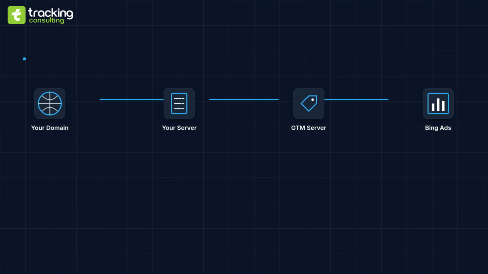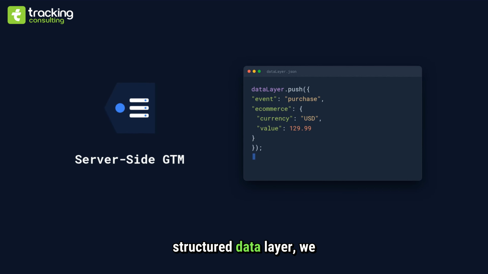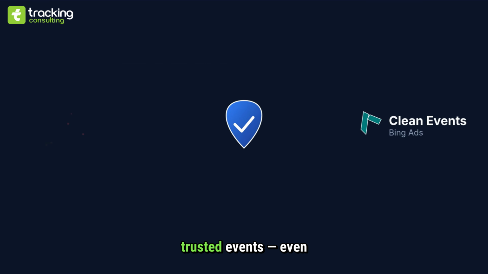Instead of sending data from the browser, you send it from your own server. Using Google Tag Manager server-side and a properly structured data layer, we control exactly what data is sent, when, and with full accuracy. Bing Ads receives clean, trusted events, even when browsers block everything else.